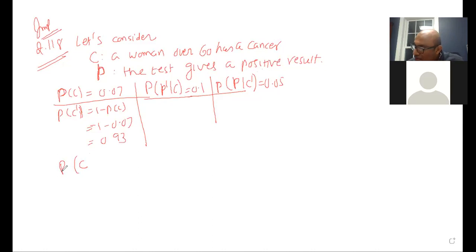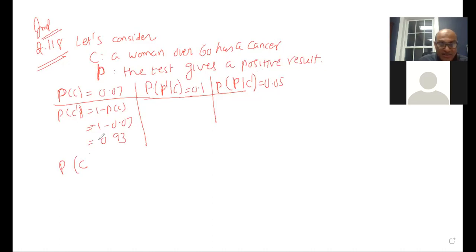So now the question is: what is the probability that the woman over 60, known to have taken the test and received a favorable, meaning negative result, meaning she is not suffering from cancer, has the disease? Negative result. What is the probability that C has the disease?